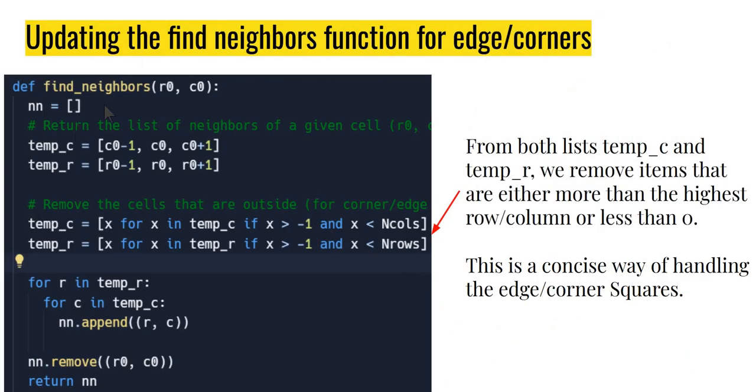Now we can do this by just updating our function find neighbors. Remember, we are creating tempc and tempr, two lists. I can filter out these lists in the sense that whatever value of this column or row index has become either less than 0 or more than n cols in case of tempc, or more than n rows in case of tempr. Now in fact that's all I need to do, because everything else will take care from the for loop. Let's implement this and understand how this thing is actually working.